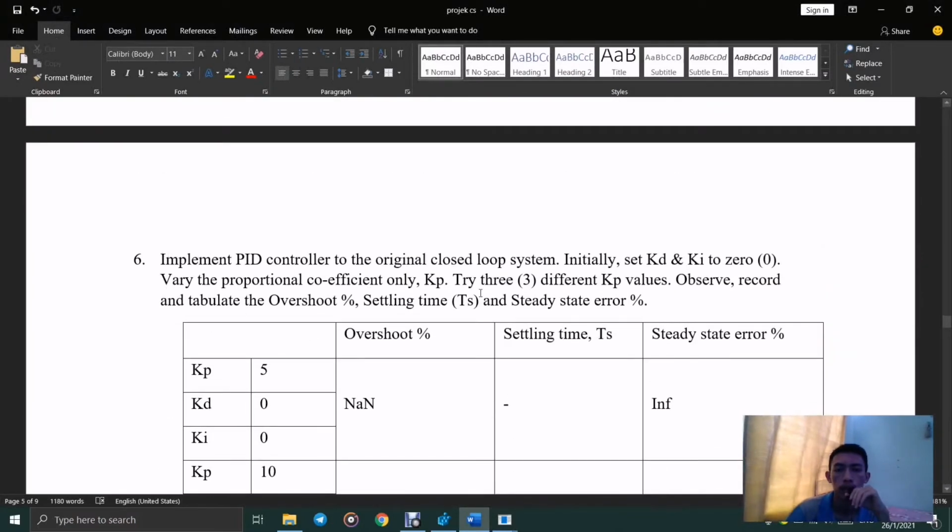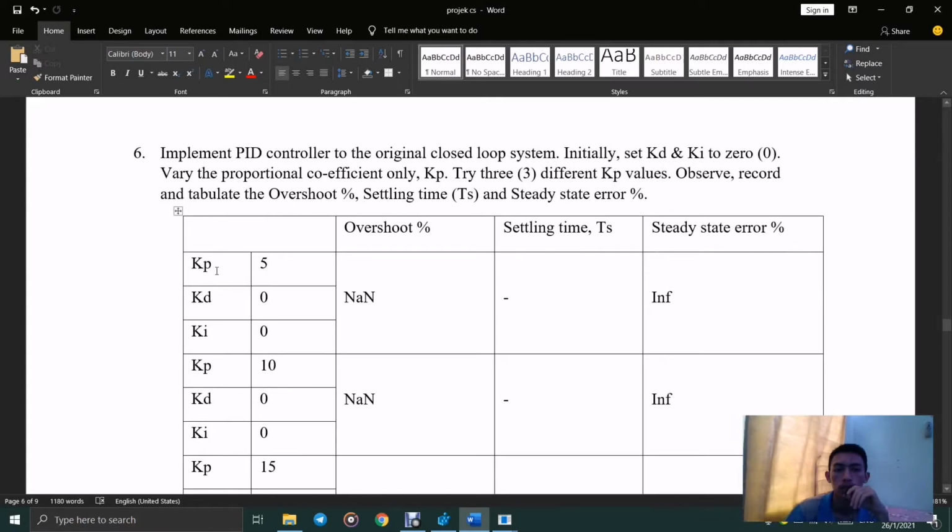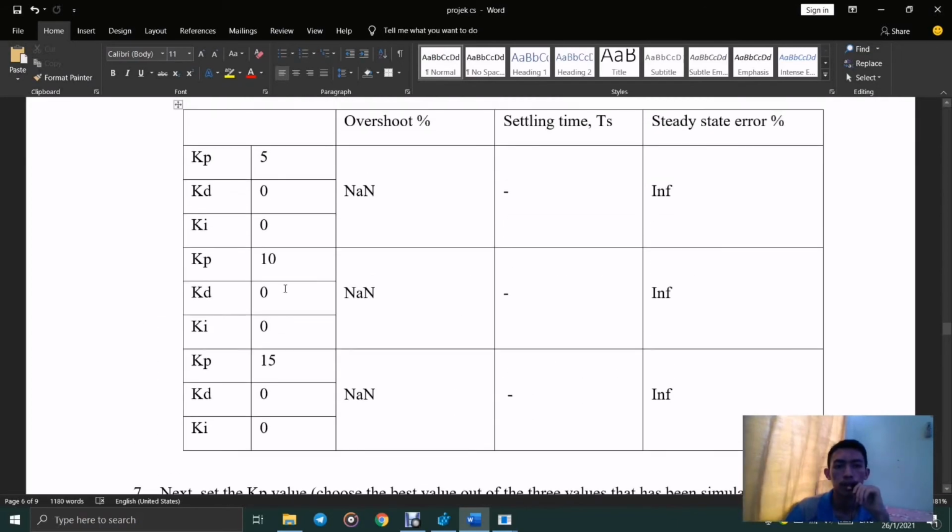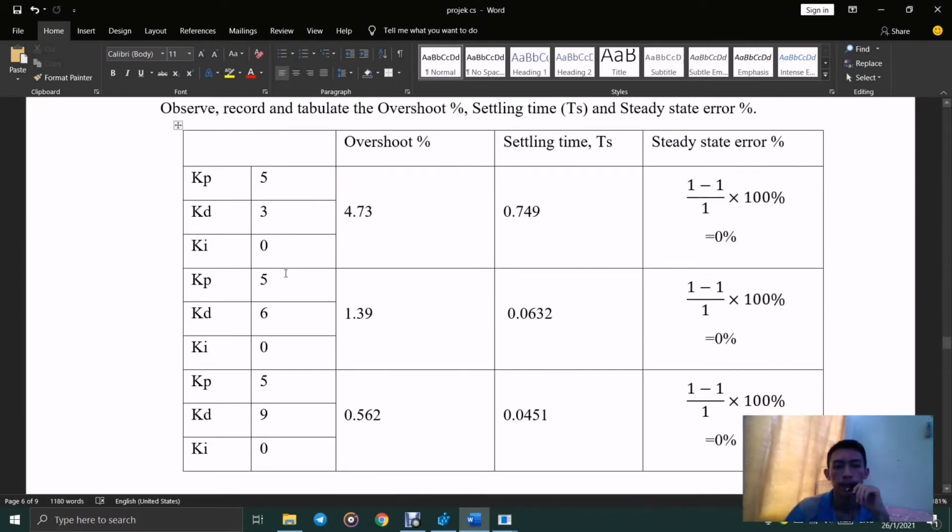After that, number 6, we just change the KP value, and then we get the overshoot. After that, number 7, we change the KP and KD value. The KI is constant, and the steady state we will get 1 from the graph, but the formula is 1 minus 1 divided by 1 times 100%. This one is the desired value, and this one is the actual value, which is fixed. The fixed number is 1 and 100%.